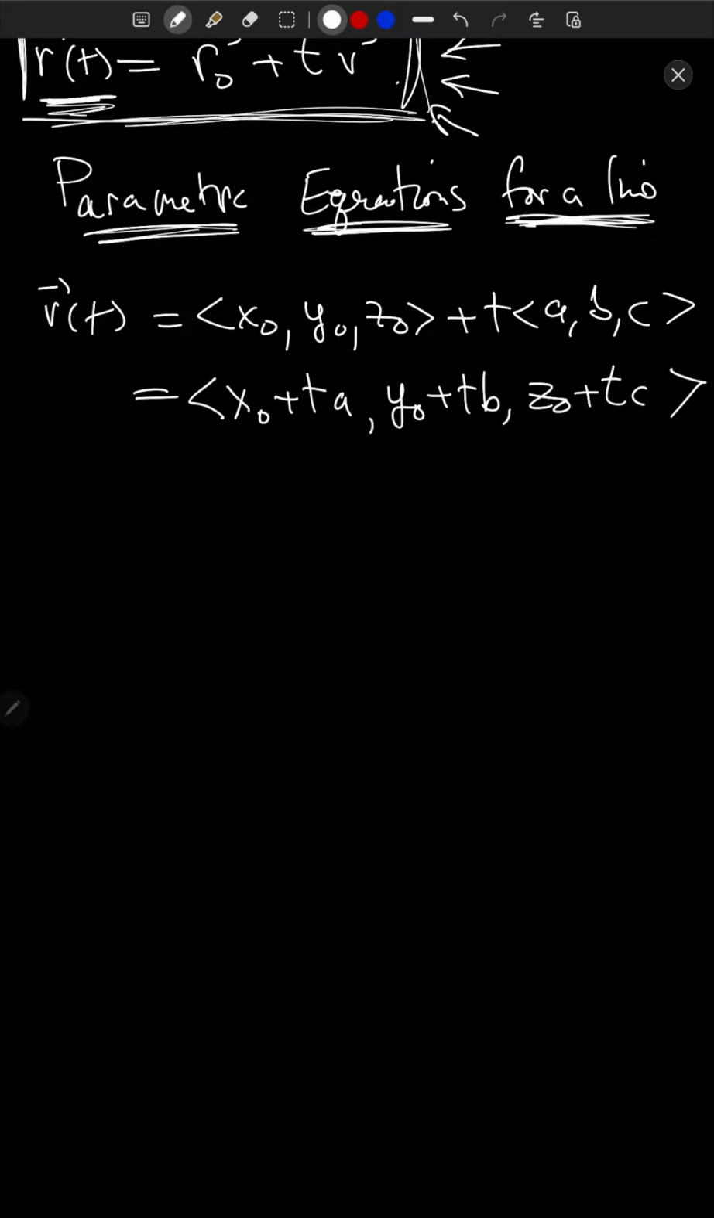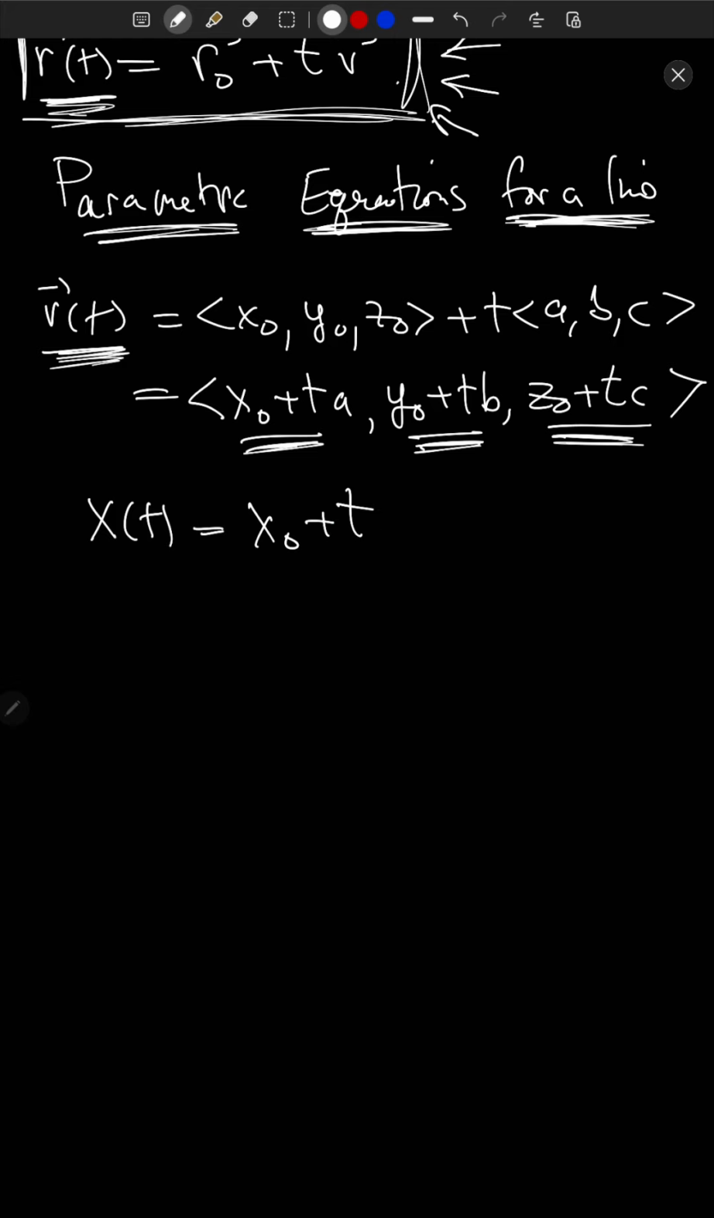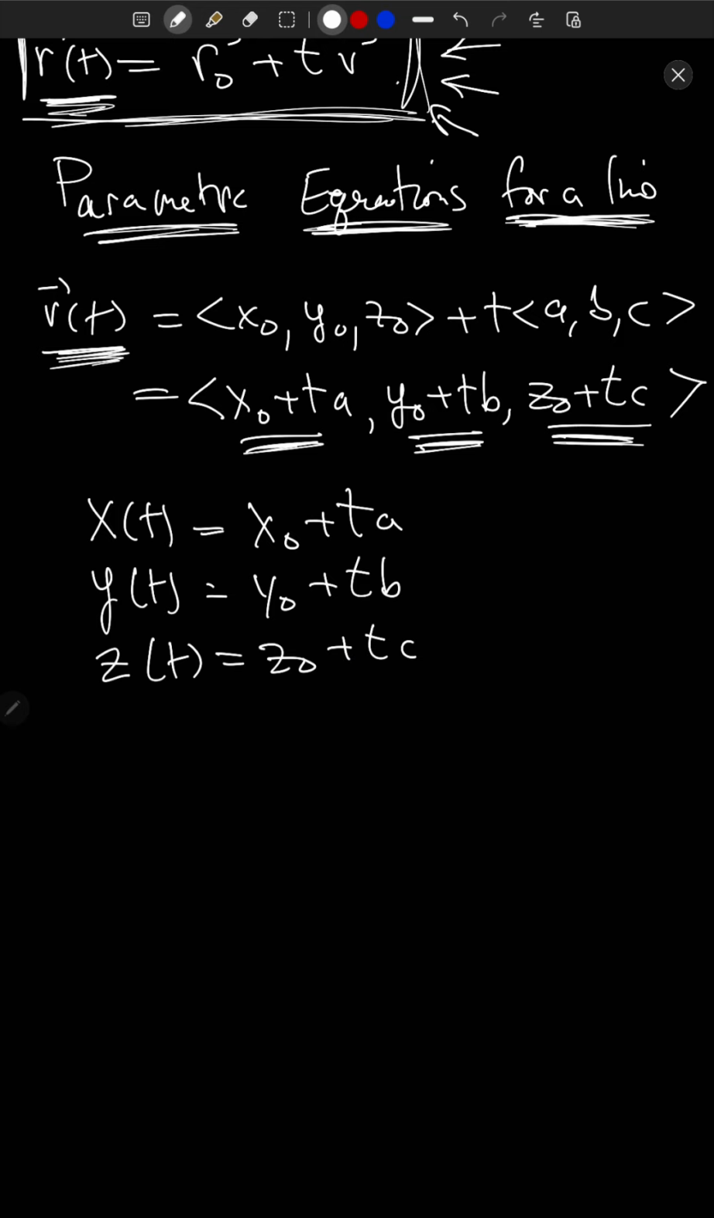What is this? Like I said, this r of t is a vector whose head, the position of its head, describes a point on a line. So these three coordinates are the x, y, and z coordinates of a point on a line. So instead of writing it in terms of vectors, I can just write this. The x coordinate is x0 plus ta. The y coordinate is y0 plus tb. And the z coordinate is z0 plus tc. It looks a little weird to have the t in front, so let me write it at, bt, ct. It doesn't matter, of course.